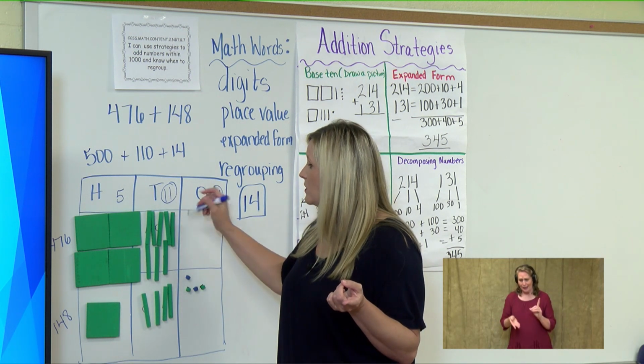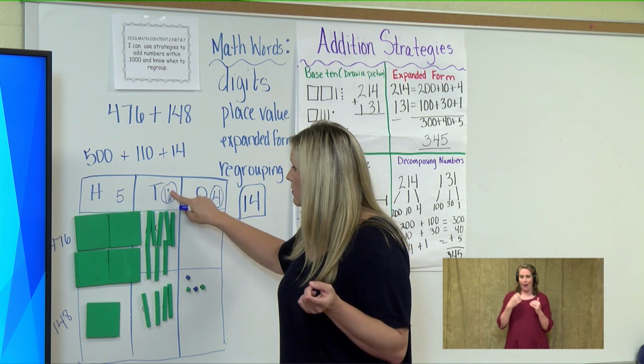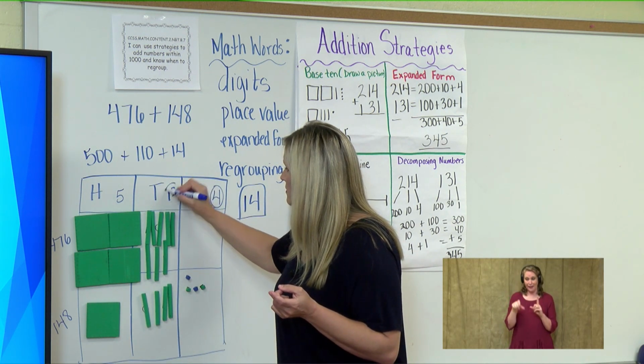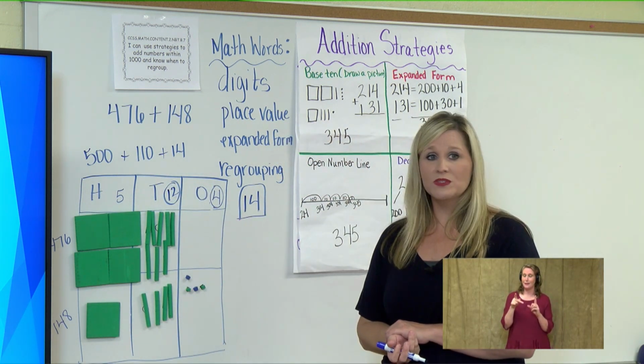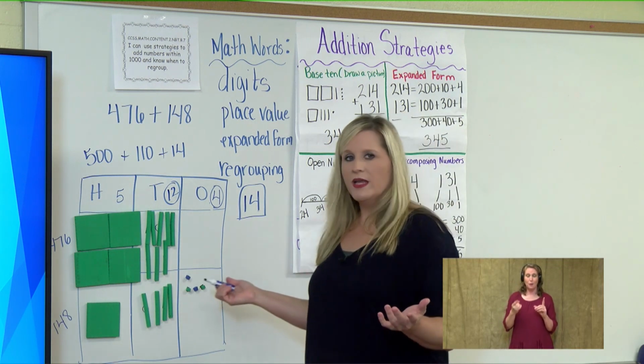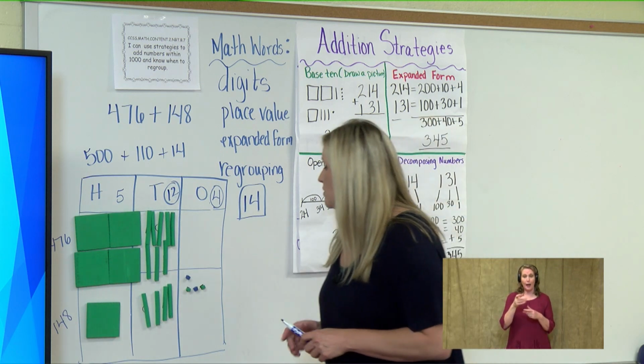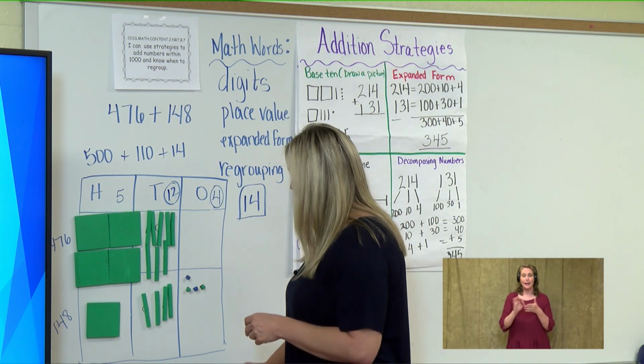I added another one, so that would be 12. Can I have 12 in the tens place? My number's still not going to look right. So what will I need to do? Well, can I regroup again? I can regroup again. So let's count up our tens.